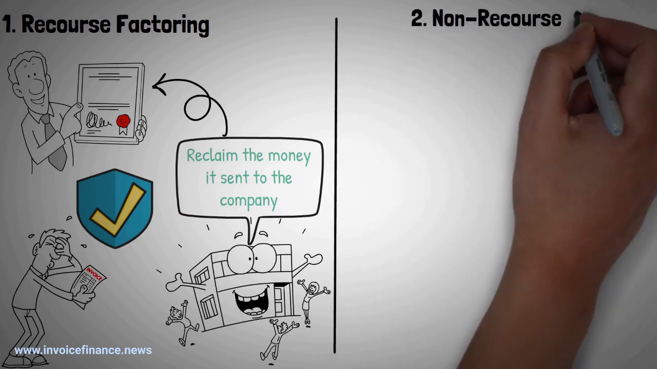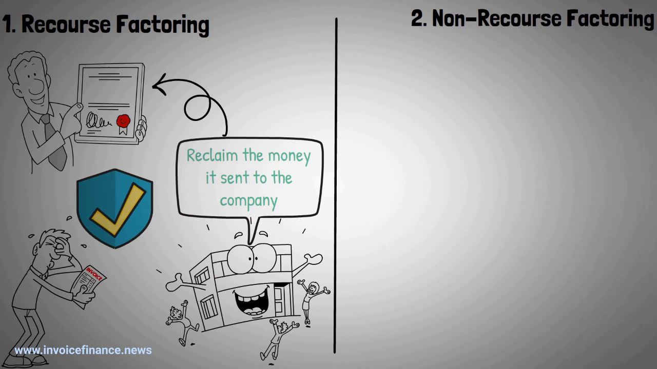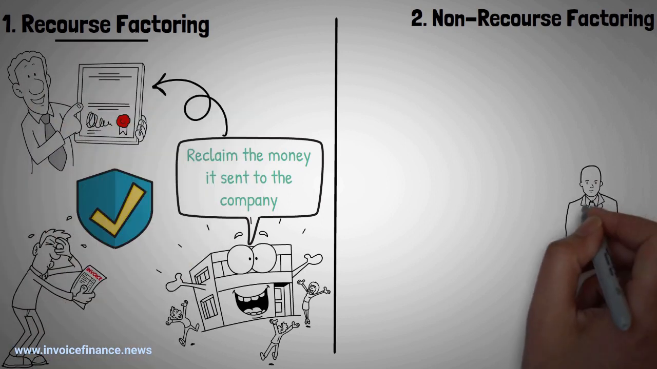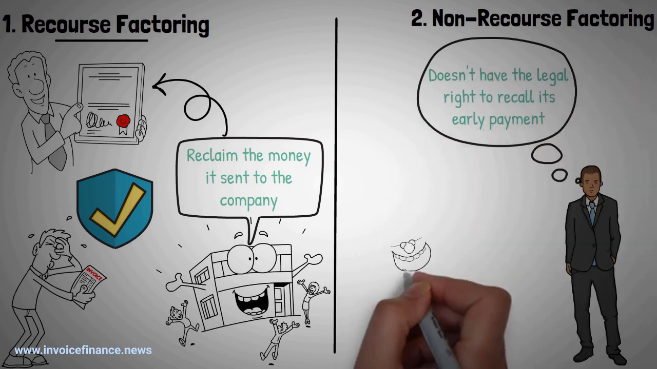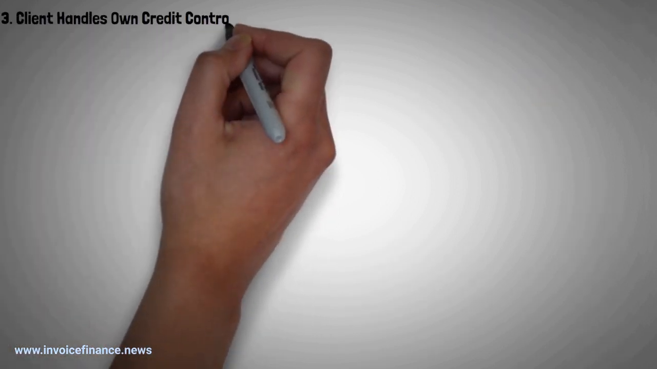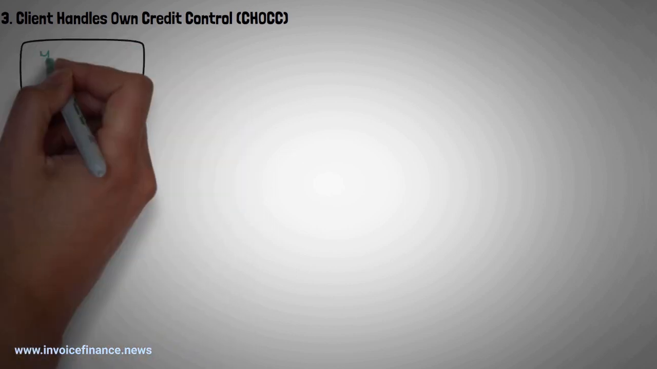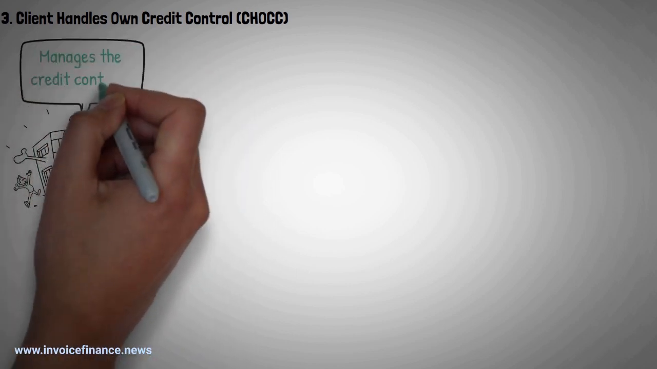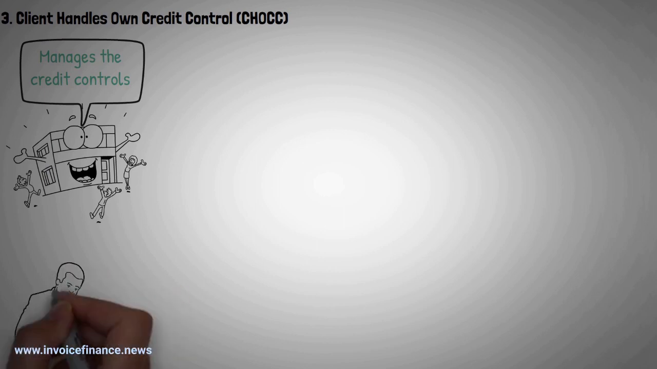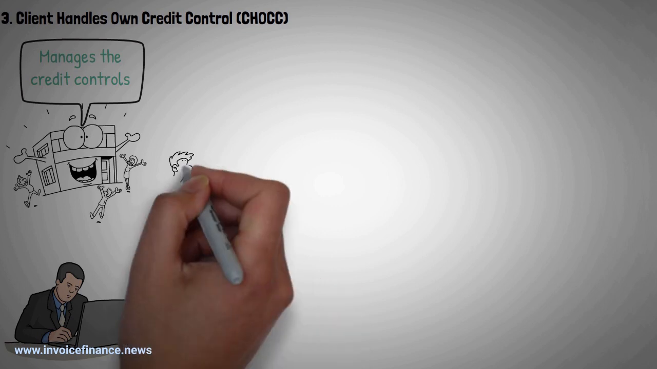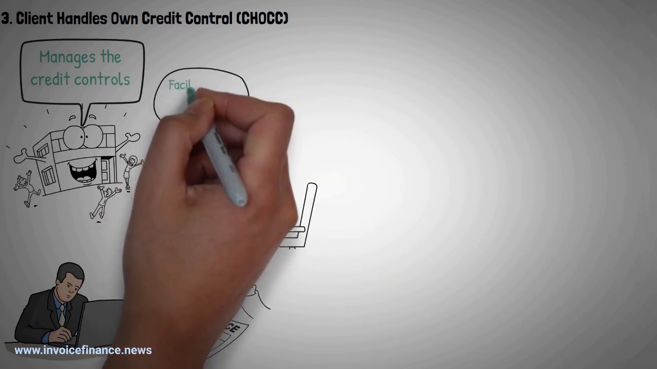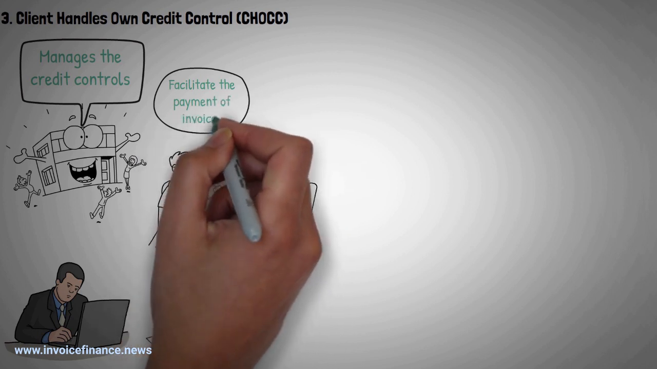2. Non-recourse factoring. This is the opposite of recourse factoring. With this product, the invoice financier does not have the legal right to recall its early payment if the debtor does not pay. 3. Client handles own credit control, CHOC. In this type of factoring arrangement, it is the company who manages the credit controls, whereas in factoring it is the invoice financier who manages the debt from the unpaid invoices. In this situation, the company deals directly with its customer to facilitate the payment of invoices.